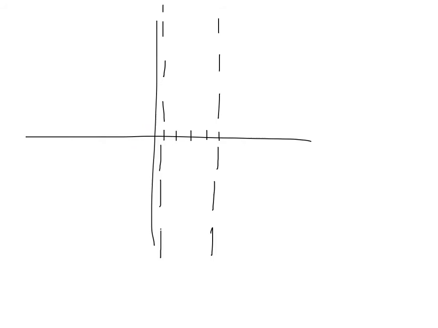So I went ahead and graphed your two vertical asymptotes at 5 and at 1, and then here's your horizontal asymptote at y equals 0. Okay, graph the x-intercept, so it's (negative 3, 0).